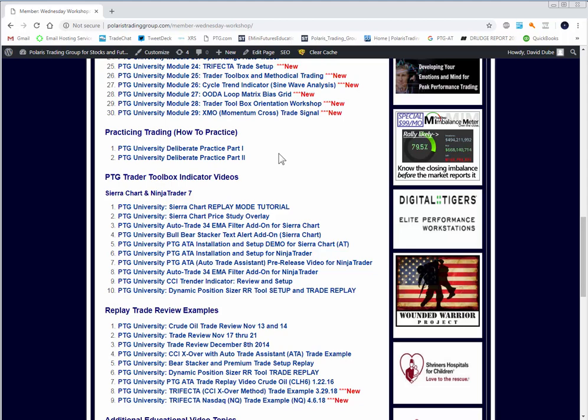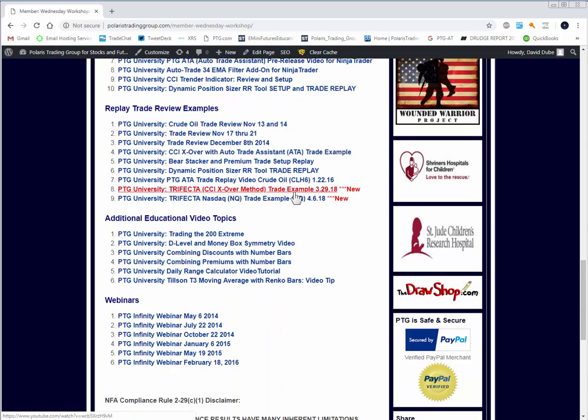So these are topics that will help you understand and get the most out of our software as you're working through it. In the next sections below, I've categorized them as trade review examples. Outside the norm of the core subject but related to it, you can go back and watch trade setups that we took live in our trading room, which I replayed.